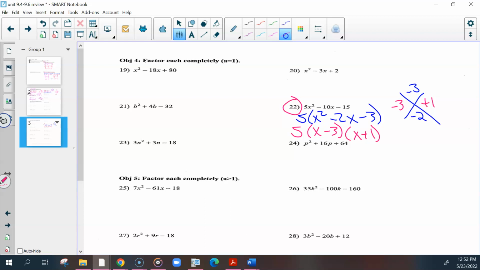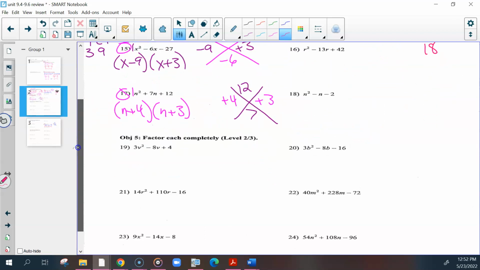We're going to move back to the front, do a couple problems there, see if you want to do any others.